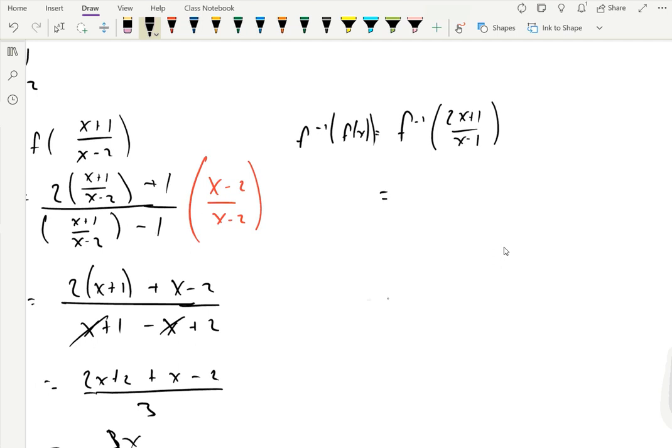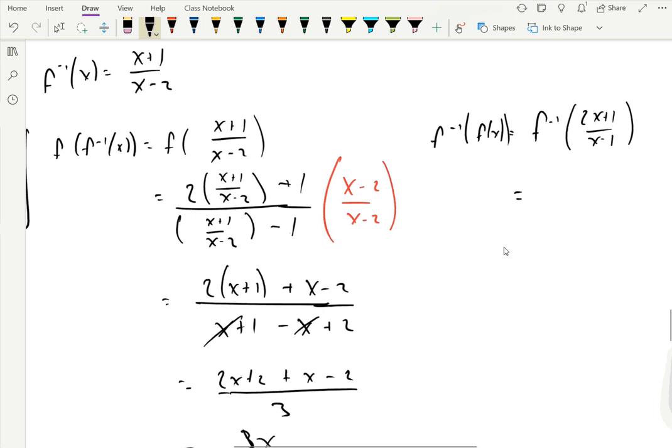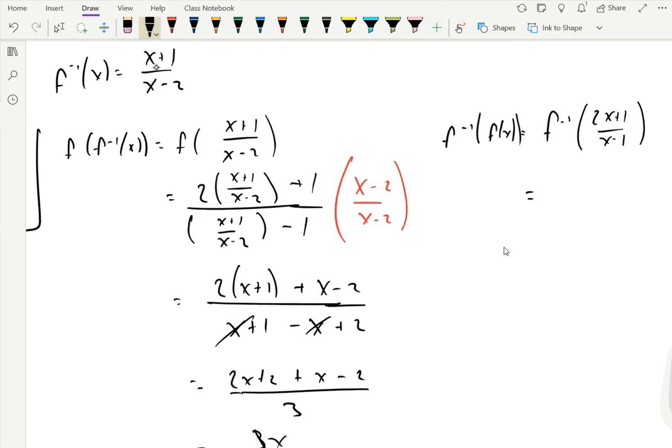Now I want to apply the inverse function. The inverse function is up over here. We have our input plus 1 divided by our input minus 2. It's going to have our input plus 1 over our input minus 2. And our input this time is 2x plus 1 over x minus 1.